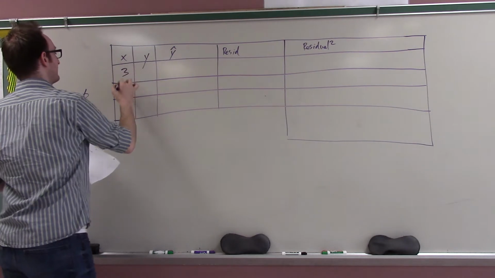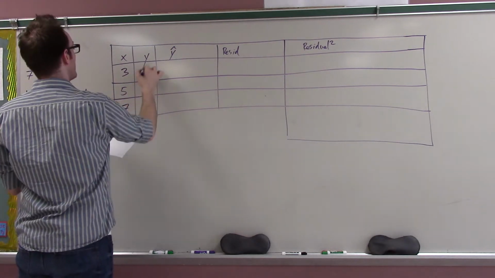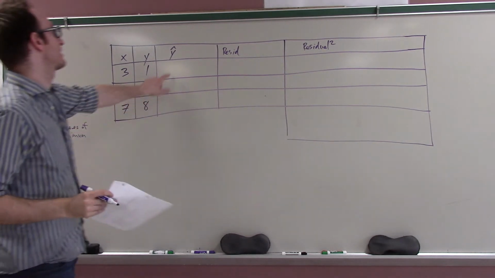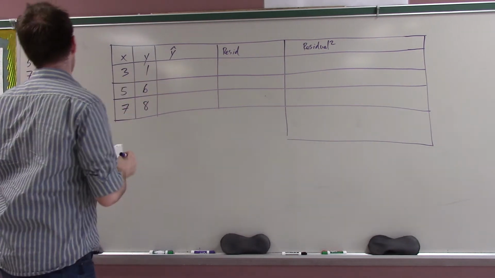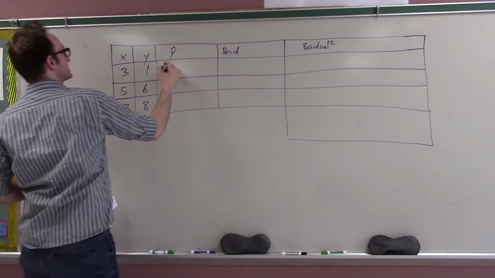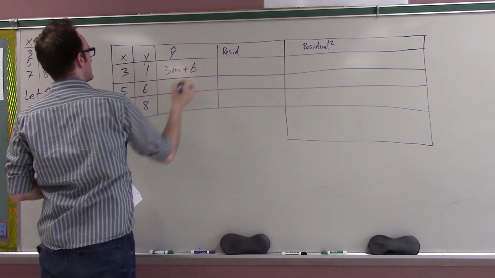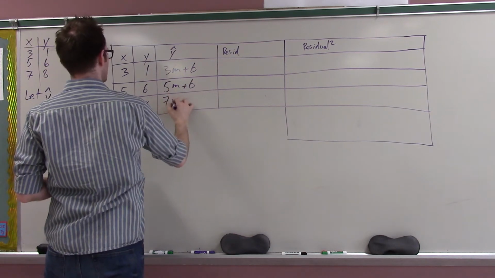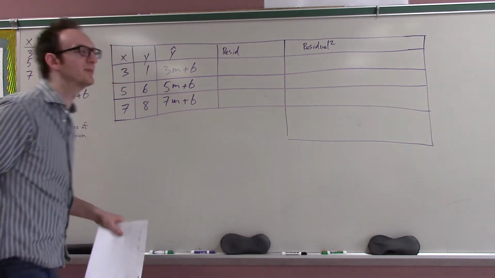So here we have 3, 5, 7 and 1, 6, 8. Well, first of all, what is y hat for this data? Well, y hat is just mx plus b, so if I plug 3 into the y hat equation, I just get 3m plus b. Here I get 5m plus b, and here I get 7m plus b. Try to stay a couple steps ahead of me.